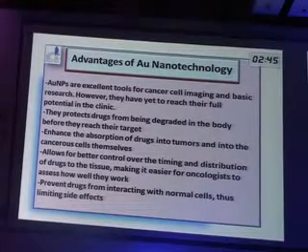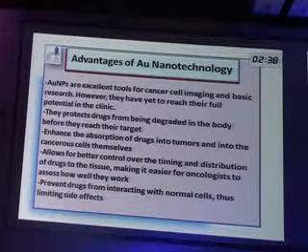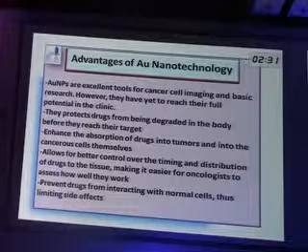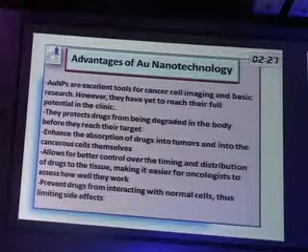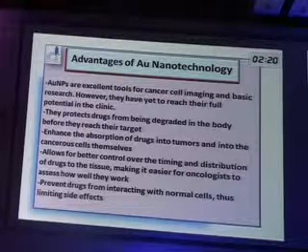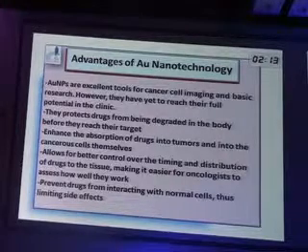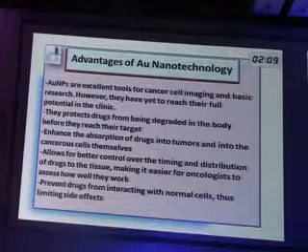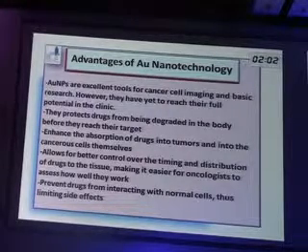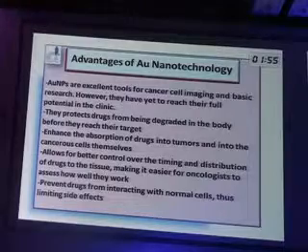And finally, I'd like to speak about the advantages of nanotechnology. Here, nanogold are an excellent tool for cancer cell imaging and basic research. However, they have yet to reach their full potential in the clinic. They protect the drug from being degraded in the body before they reach their target. They enhance absorption of the drug into tumors and into cancerous cells. They allow for better control over the timing and distribution of the drug to the tissue. They prevent the drug from interacting with normal cells, thus limiting its side effects.